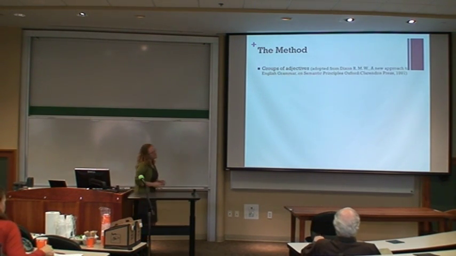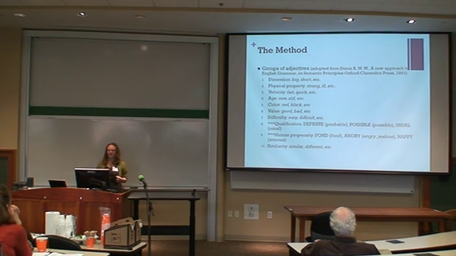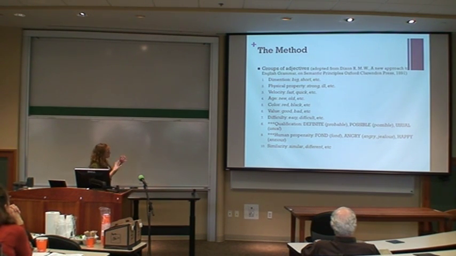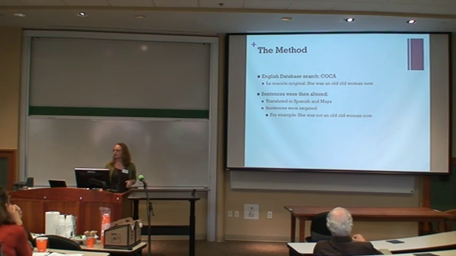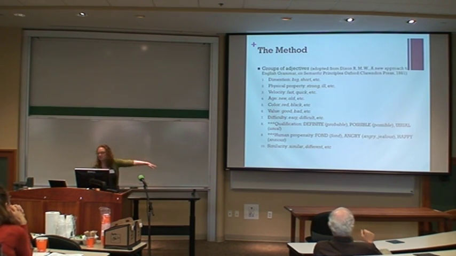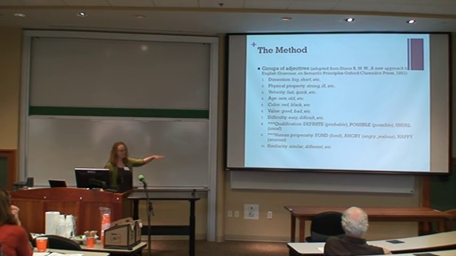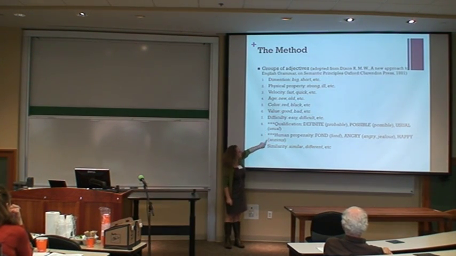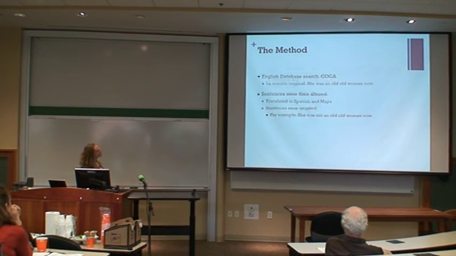So I looked at some groups of adjectives, and I have 10 classifications of adjectives: dimension, physical property, velocity, age, color, value, difficulty, qualification, human propensity, and similarity. And so we have some examples here. To do this study, I looked for examples of reduplication of adjectives in each of these categories. I looked up the sentences in English because we know that we have a system of reduplication in English. I was not, however, able to find any examples of reduplication of qualification or human propensity in English, so I had to make one up.